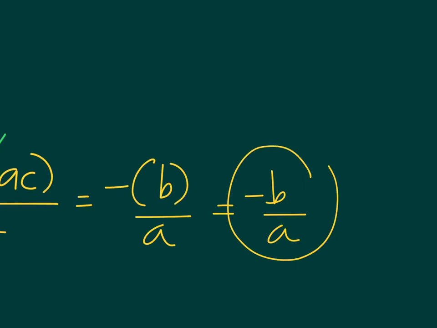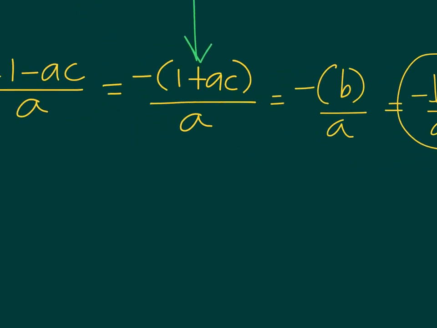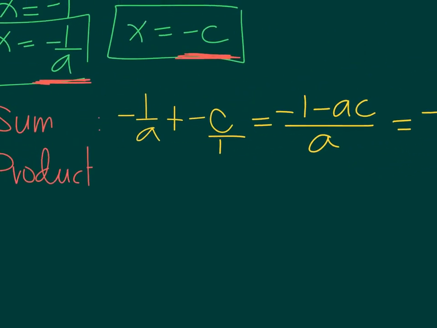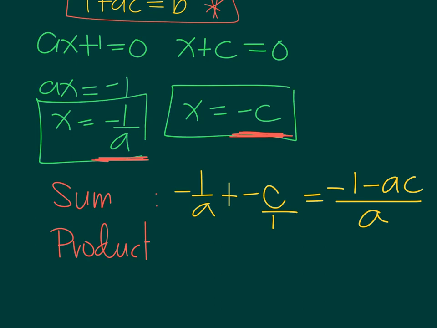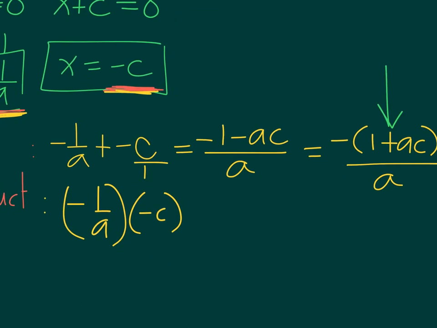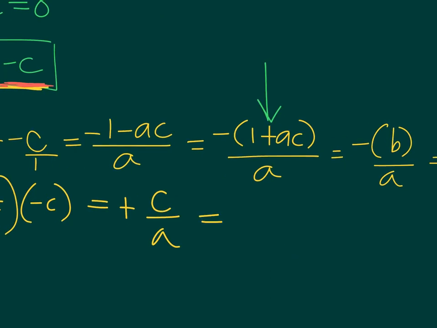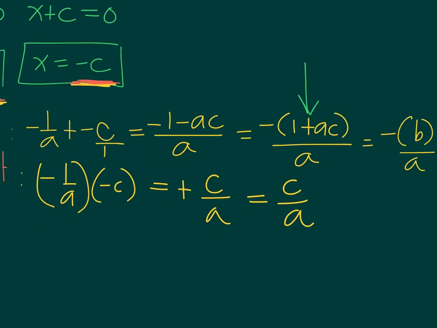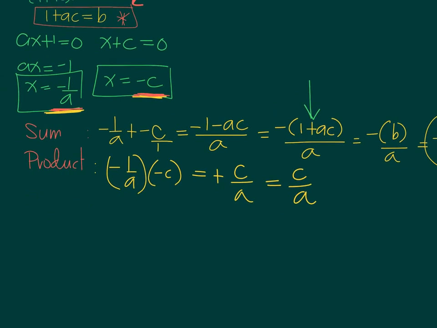Okay? And then we go to the product of the roots. Again, don't forget the roots are negative 1 over a and negative c. So how do you get the product? You literally multiply the two. And when you simplify this, negative and negative becomes positive. 1 times c is c, and then a times 1 is a. And this is your c over a. See? That's the formula for finding the product of the roots.